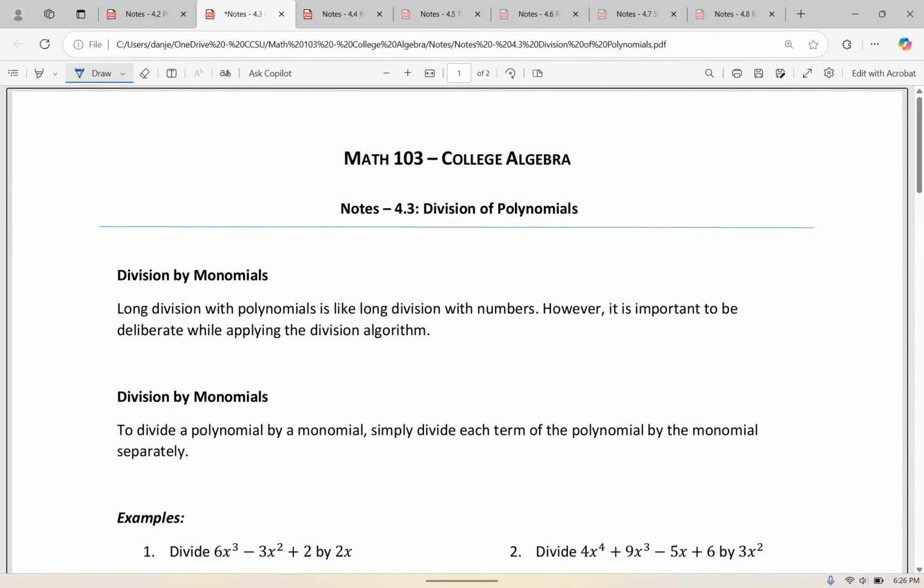All right, welcome back to Math 103 College Algebra. This is from Central Connecticut State University. Today we're going to look at the division of polynomials. How do I divide polynomials? We're going to start by looking at monomials first. Remember, a monomial is a single term polynomial.